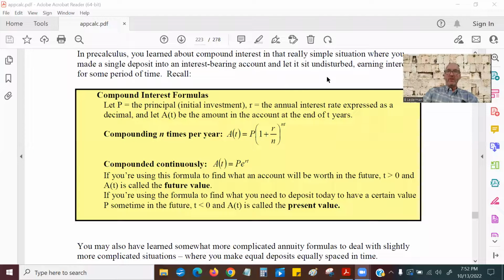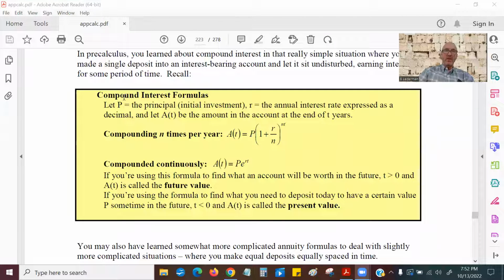Hey everybody, we're going to continue 3.7 and we're going to do compound interest. I'm going to start by showing you the formula for compound interest. So let's share the screen and here we go. Okay, so the compound interest formula, this is how it works.